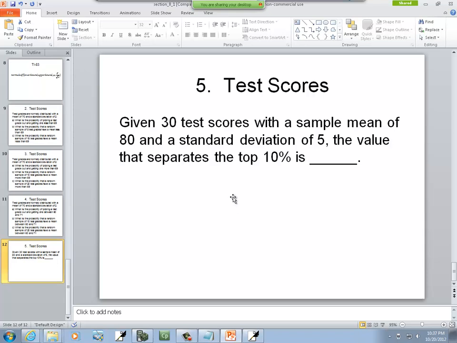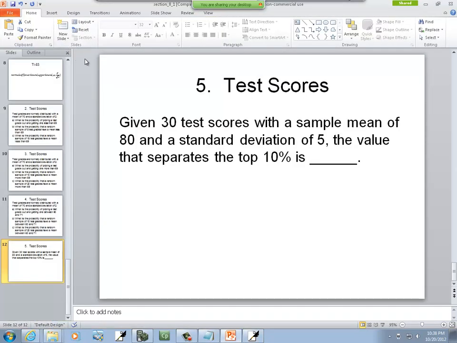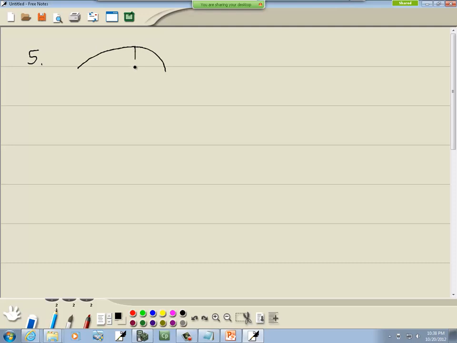And let's take a look at our last one here. We got 5, and then given 30 test scores with a sample mean of 80 and a standard deviation of 5, the value that separates the top 10%, and I've shortened this quite a bit. When I say top 10%, then this is 0.90, and we're trying to find this value here. So we're wondering what that is.